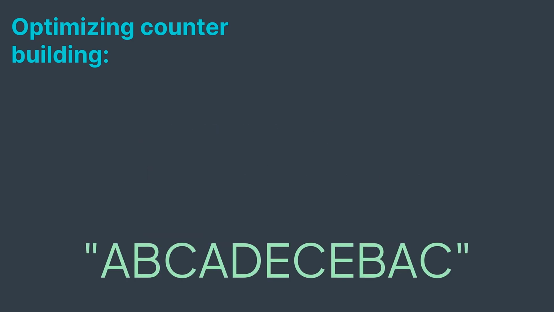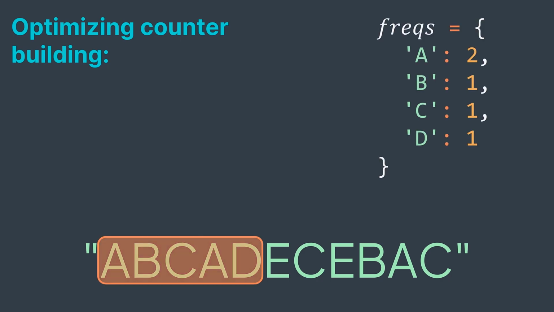Imagine that we have this string s, ABCADECEBAC. And the first substring of 5 characters has this counter, 2 A's, 1 B, 1 C, and 1 D. Starting from this counter, how can we get the counter of the next substring of 5 characters, which is this one? To do so, we just decrement the number of occurrences of the character that went out of the window and increment the number of occurrences of the character that went in the window.